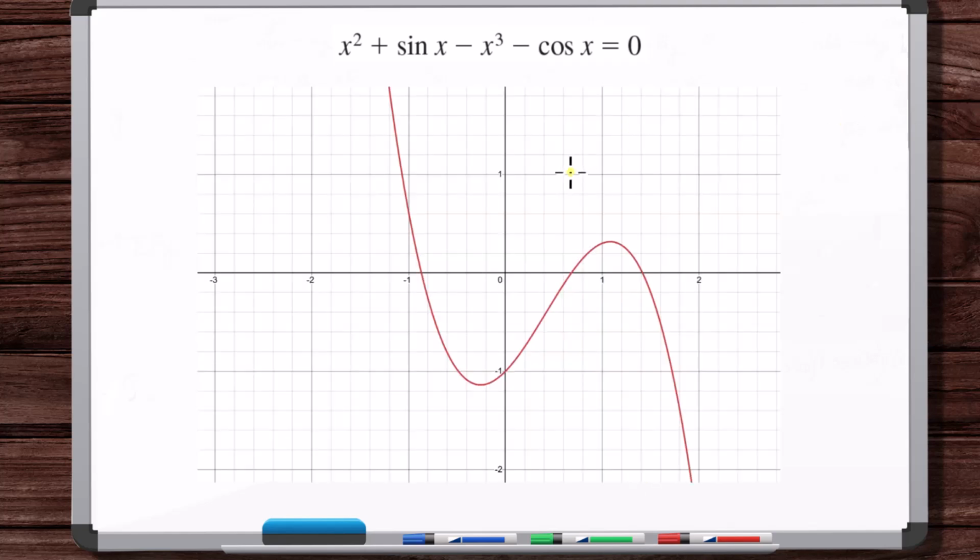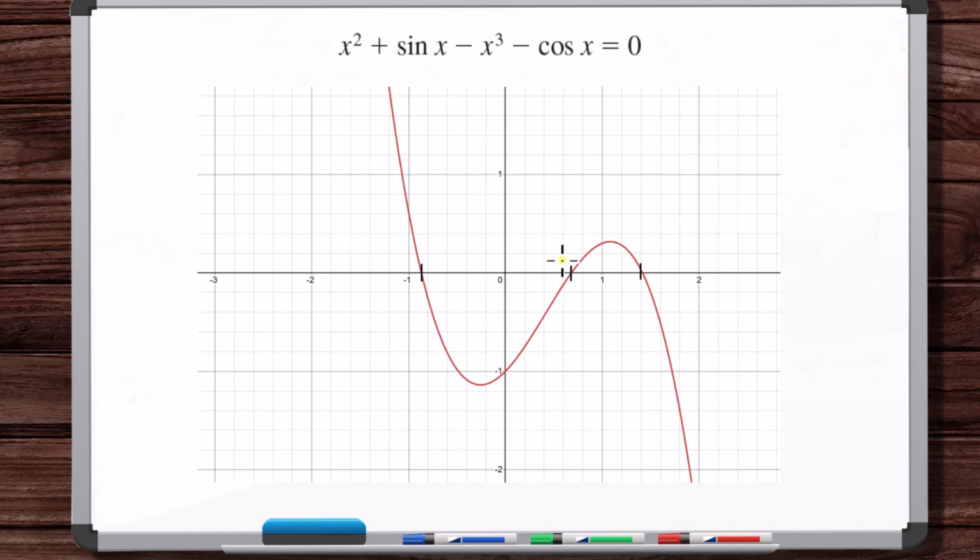And there it is. And so you can see the solutions are going to be whatever this x value is, whatever this x value is, and whatever this x value is. But as x goes to positive and negative infinity, the function goes off to infinity because of the x squared and the x cubed. So these are going to be the only 3 solutions to this equation. When you plug in these x values, you get 0.